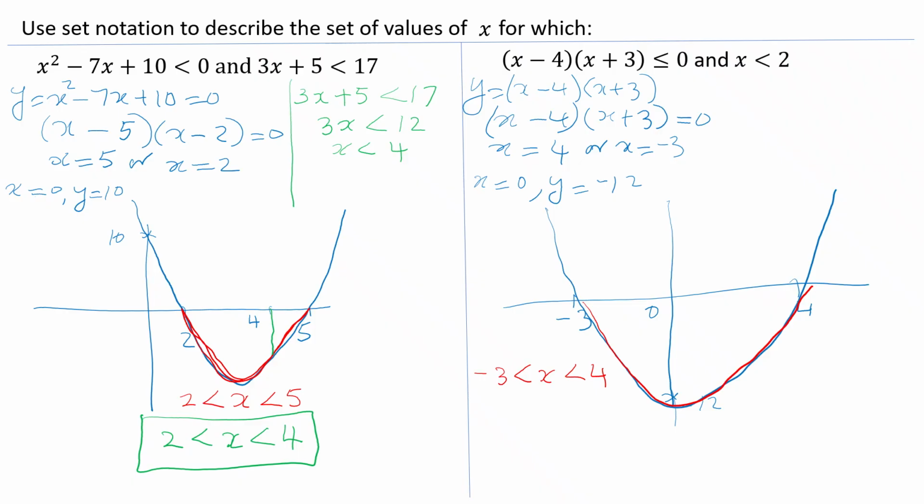Second inequality, x less than 2. Here, 2. So we need to satisfy both inequalities. So minus 3 less than x less than 2. So we want from here, this part. So this is the inequality that satisfies both inequalities.